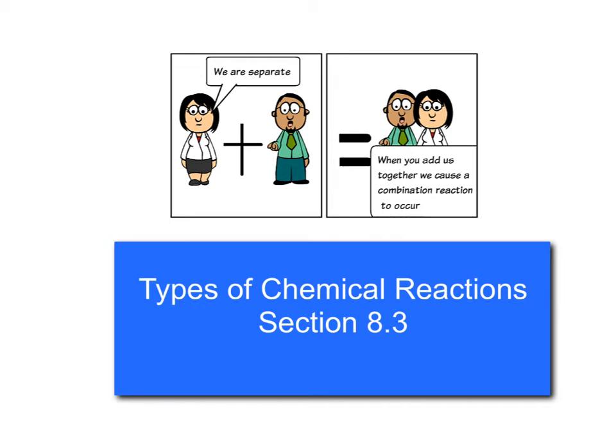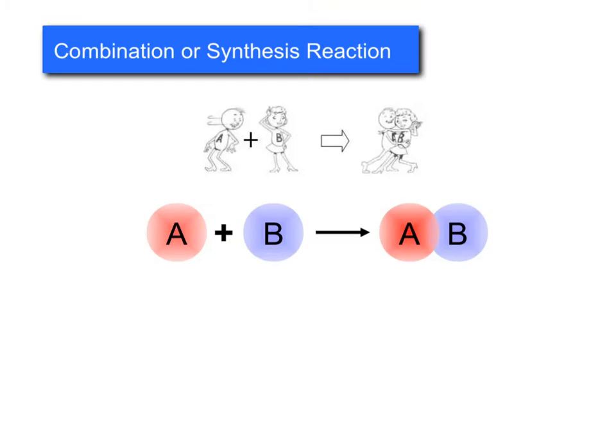Today we're going to talk about types of chemical reactions and how to classify them. Right, so the first type is a combination or a synthesis reaction. And this is just what it sounds like. It's when you take two things that are separate and you combine them to make one new thing.